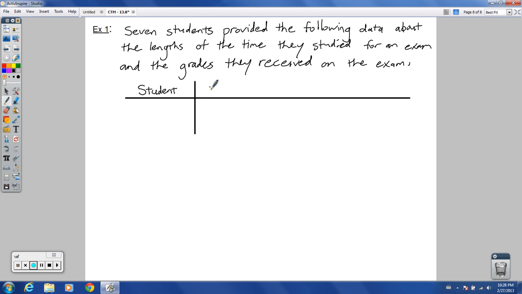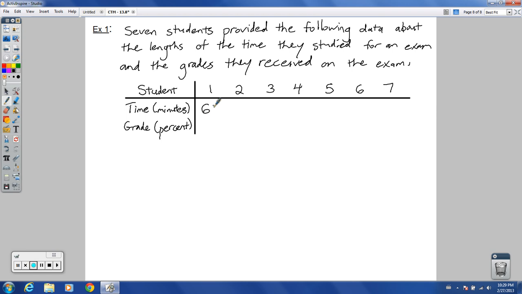So we're going to have 7 students. Instead of names, we'll just go with student 1, 2, 3, 4, 5, 6, and 7. This row will be the time in minutes that they spent studying. This row will be their grade as a percent. Since we can't really plot letter grades very easily, we can plot numbers though. Percents are just the numbers representing the grades.